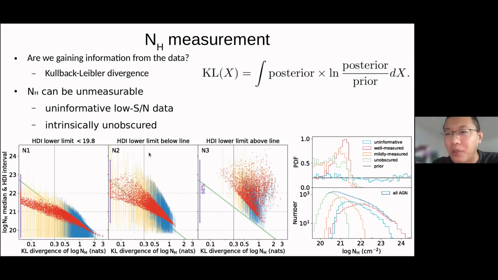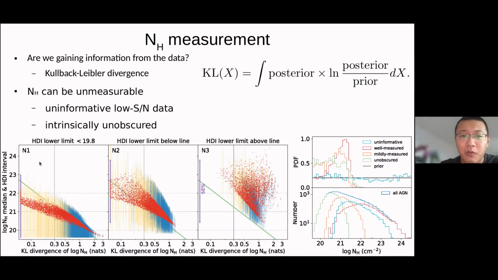As I said before, most of the sources are so faint that we do not expect to extract any spectral information from them. In fact, some of the very faint sources might even be spurious sources, as shown by simulation. And so, how do we know whether we are gaining real information from the data? We use this parameter. It's called the KL divergence. It's defined like this. It can be considered as a comparison between the input prior distribution and the output posterior distribution.